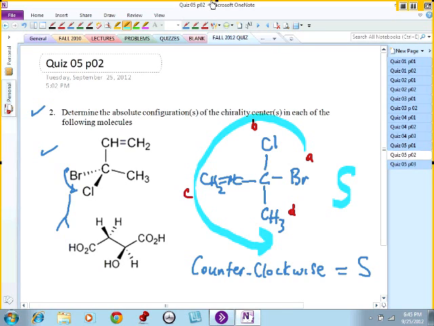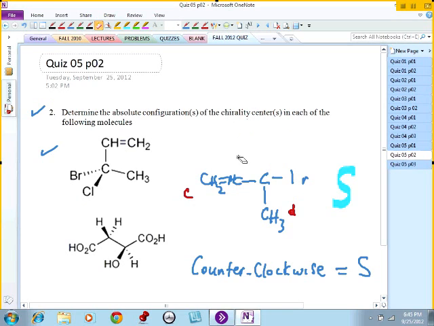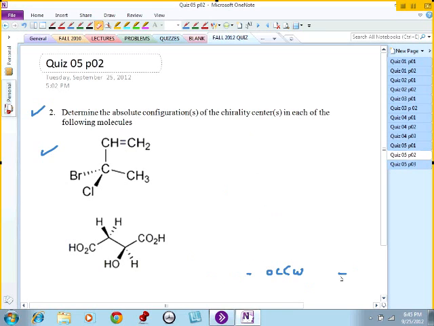Okay. Now let us go to the next one. So everybody agree this is S. You see how to do it. Keep in mind that you focus on the chirality carbon, because you have not got into this class of compound. All I want is just the absolute configuration. So in this case, the absolute configuration here is S.